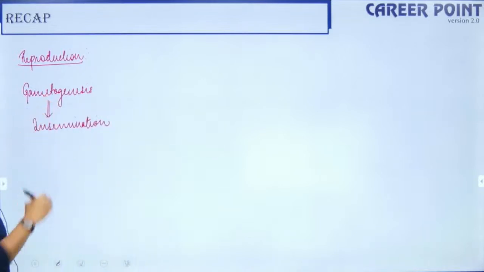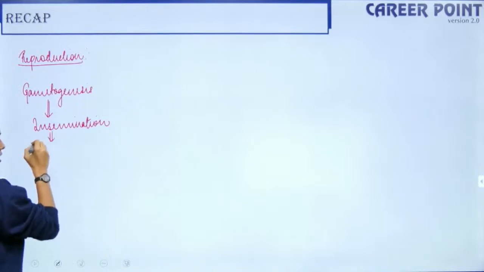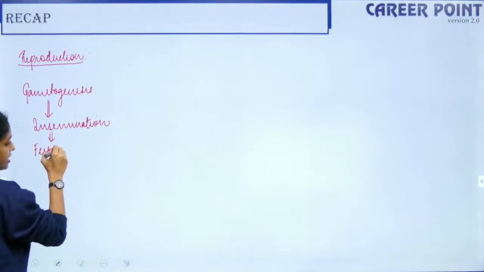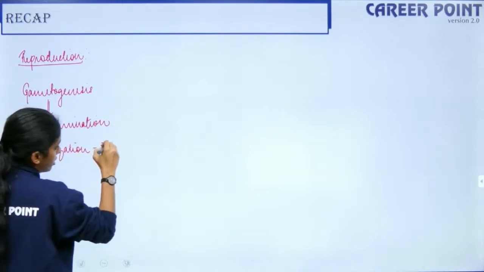So gametogenesis, insemination. After insemination, what happens is fusion. So this is fertilization. Fertilization leads to the formation of your zygote.